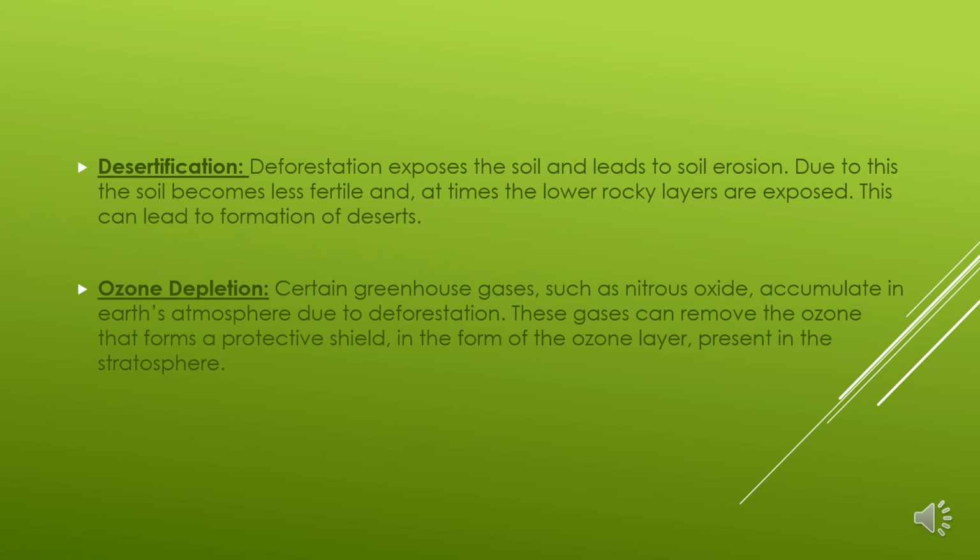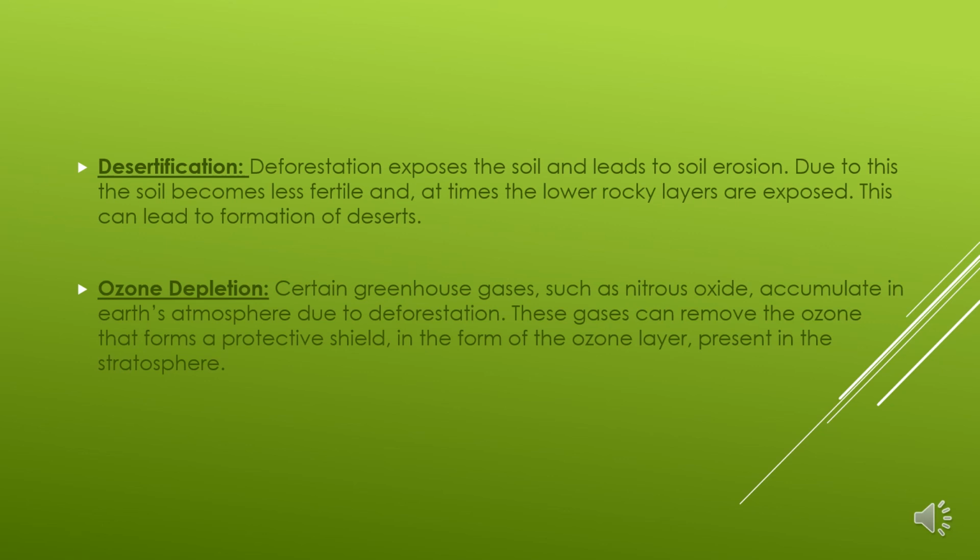Next, ozone depletion. So what is ozone? Ozone is a layer which protects the earth from ultraviolet radiation. So certain greenhouse gases like carbon dioxide and nitrous oxide accumulate in the earth's atmosphere due to deforestation. Why will these gases accumulate? Because of deforestation. So these gases may remove the ozone, which forms the protective shield.